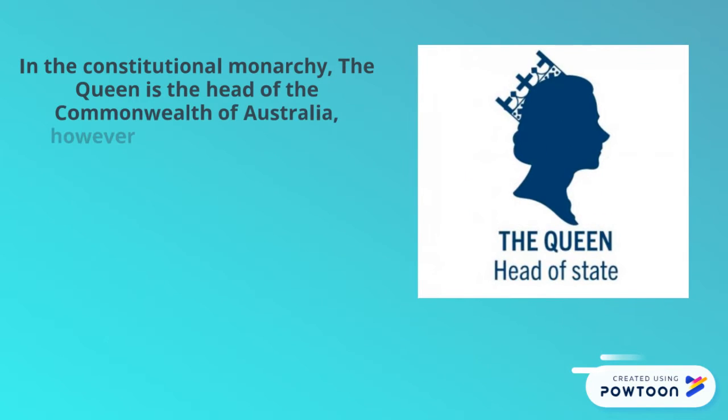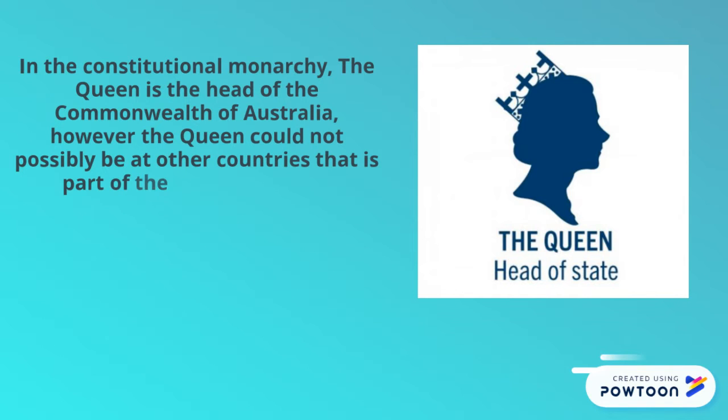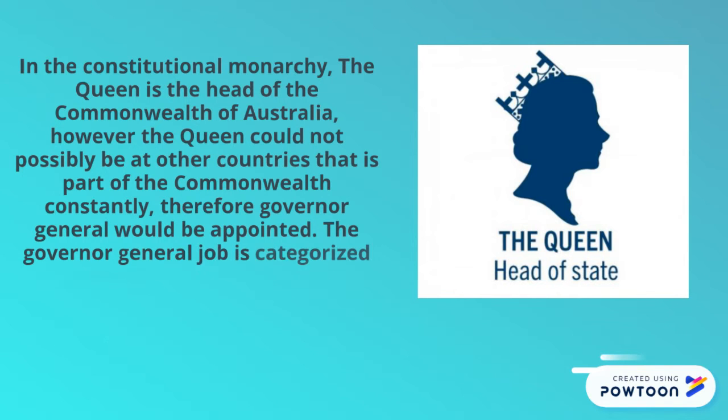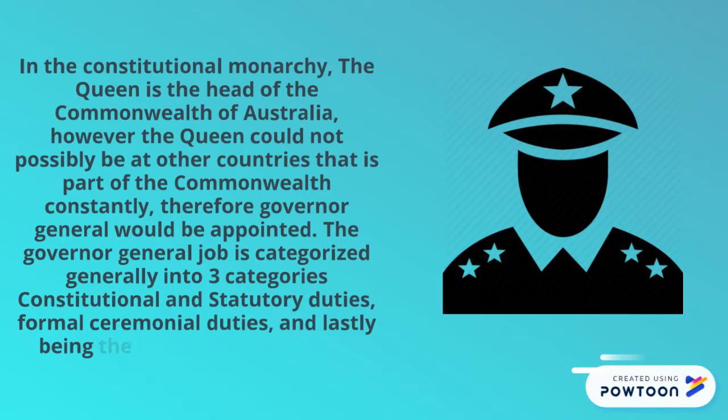In the constitutional monarchy, the Queen is the head of the Commonwealth of Australia. However, the Queen could not possibly be in every country that is part of the Commonwealth constantly. Therefore, a Governor-General is appointed. His or her job is categorized generally into 3 categories: constitutional and statutory duties, formal ceremonial duties, and non-ceremonial social duties.